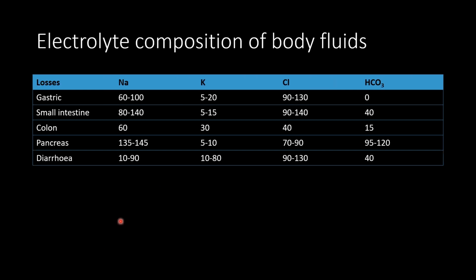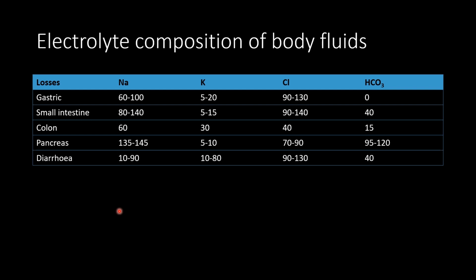So why we need to understand the electrolyte composition of various body fluids and the various IV fluids available is that whenever fluid is administered to a patient, it is because we want to replace the fluid lost from the body. So whenever we administer a fluid, the IV fluid we choose for that patient must closely mimic the fluid that has been lost.